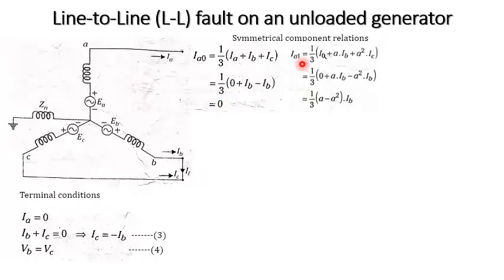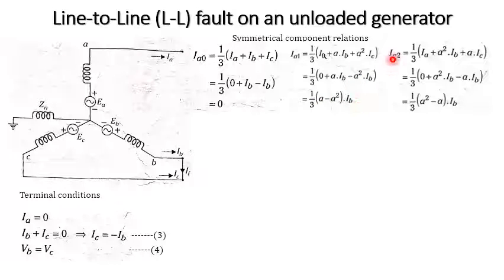Let's see. Based on equation 3, what is Ia0? We know that it is 1 by 3 times Ia plus Ib plus Ic. Ia is already 0. Ib exists, and Ic from equation 3 is minus Ib. So Ib minus Ib will become 0, and you'll get Ia0 as 0. And what is Ia1? Ia1 is 1 by 3 times Ia plus a into Ib plus a squared into Ic. We know Ic is minus Ib, so that is nothing but a minus a squared, so we get a minus a squared times Ib.